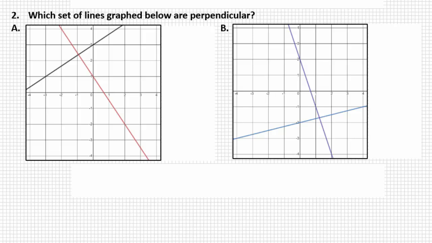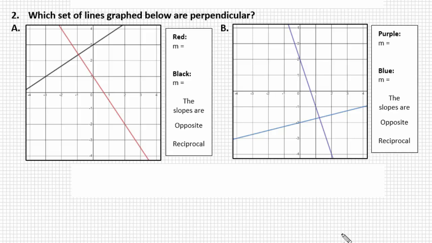Alright, so maybe you think you can tell just by looking, maybe you're not quite sure, but of course there's a way to mathematically prove it, and once again what that's going to involve is comparing slopes. So let's go ahead and start here with graph A.